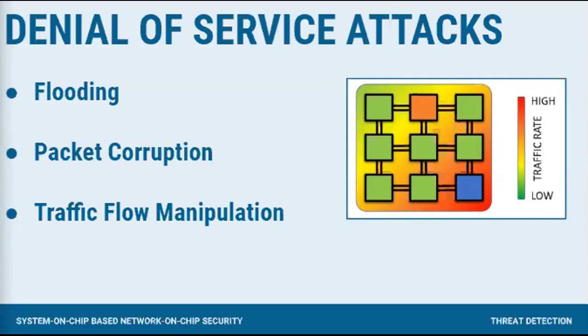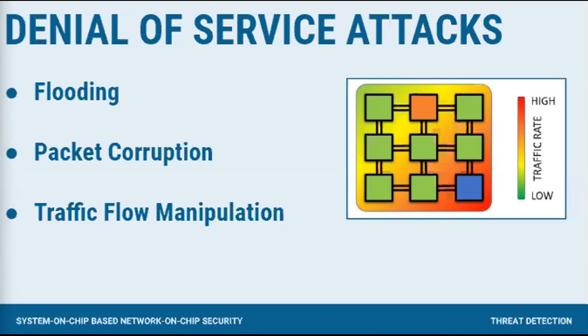If there's a malicious IP, as shown here, the orange one, sending packets targeting an IP which is connected to a memory controller, which is the blue one, it will increase the traffic rate, and the additional packets injected from the malicious IP to the victim IP cause congestion in routers and responses experiencing several delays. So that's about flooding.